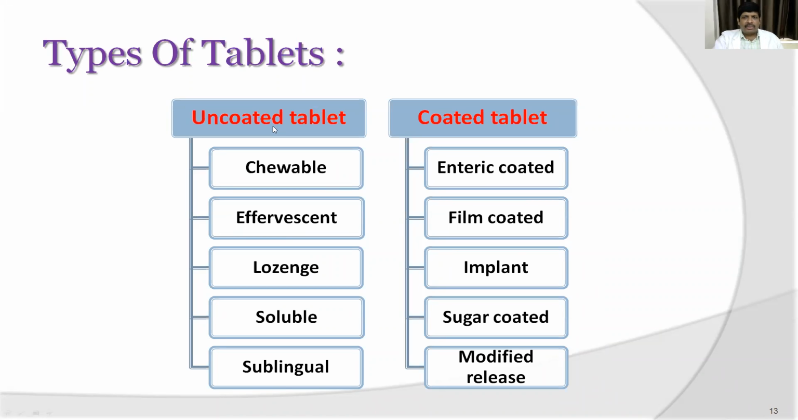We have uncoated tablets and coated tablets. Uncoated tablets include chewable tablets, like Digene tablet, which comes as a chewable tablet. Vitamin C comes as a chewable tablet. Effervescent tablets or lozenges are there for cough, then soluble tablets, and sublingual tablets like nitroglycerin sublingual tablet, which is meant to be put in the buccal cavity. Coated tablets include enteric coated tablets, film coated tablets, implants, sugar coated, and modified release tablets.